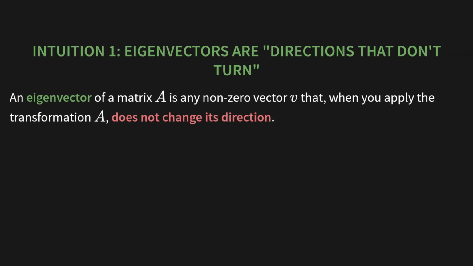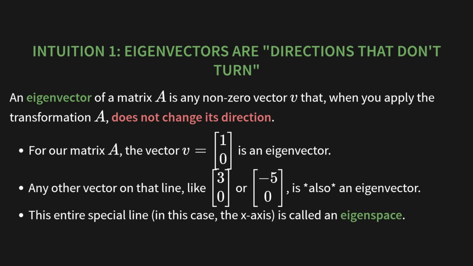What we just discovered visually are the two most important concepts in this field. Intuition number 1. Eigenvectors are directions that don't turn. An eigenvector of a matrix A is any non-zero vector v that, when you apply the transformation A, does not change its direction. For our matrix A, the vector v = [1, 0] is an eigenvector. And what's really cool is that any other vector on that line, like [3, 0] or [-5, 0], is also an eigenvector. This entire special line, in this case the x-axis, is called an eigenspace.